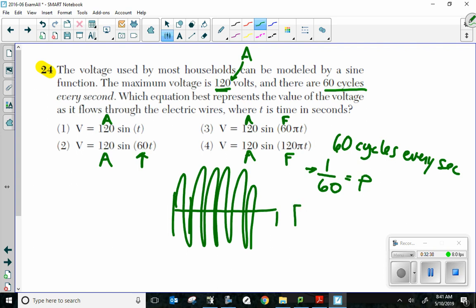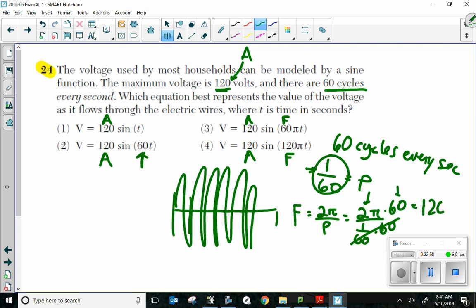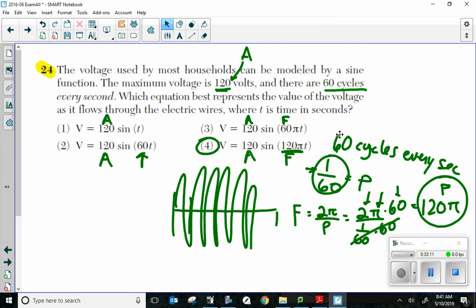I find the frequency by taking 2 pi and dividing it by the period. So if I take 2 pi and divide it by my period, how do I simplify that? I multiply the bottom by 60, which gets rid of this. I also multiply the top by 60. 2 times 60 is 120 times pi. And that's my frequency, 120 pi. That's where I think most people would have struggled, including myself when I first read this. It all has to do with this word cycles that threw me off.